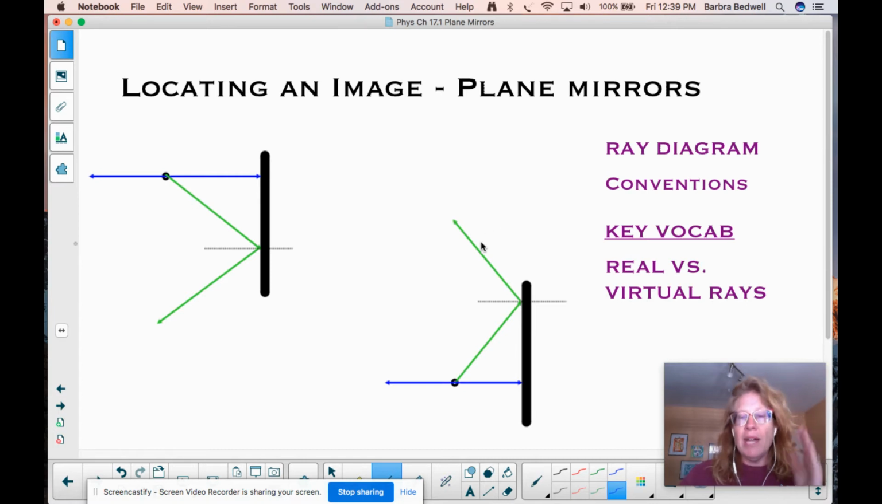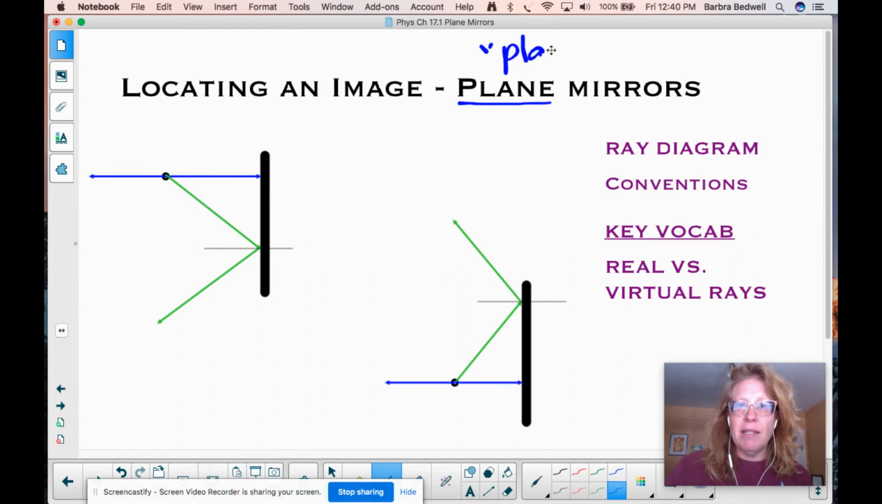So how do we actually use this idea of angle of incidence, angle of reflection to figure out where an image is, or where it appears to be is a better word, in a plane mirror? By the way, this is how you write the word plane, plane meaning flat. A lot of times students think I'm saying plain, like a plain mirror. Well, a plane mirror is a plane mirror.